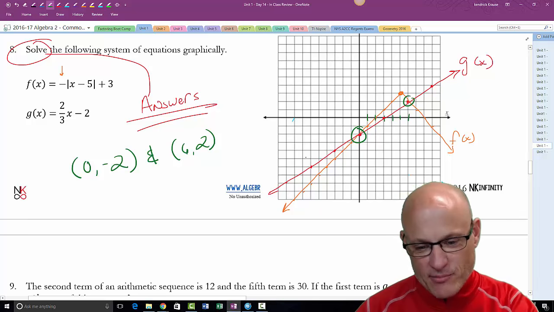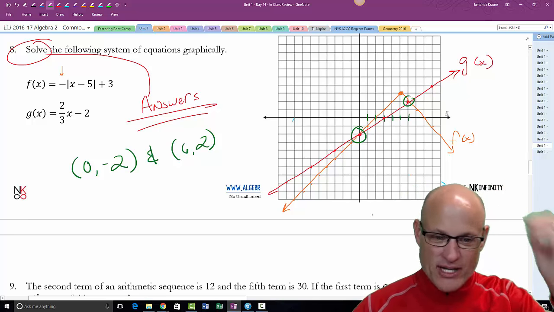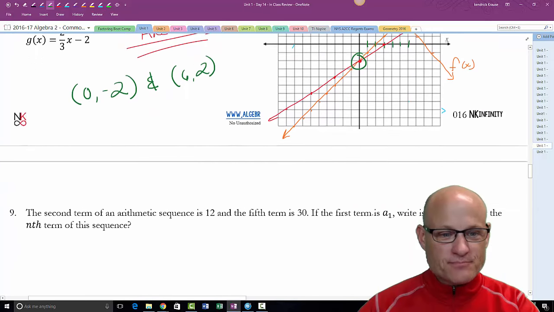Yay! We're getting there, kids. That's number 8. Number 8. Let's see what we got going on.